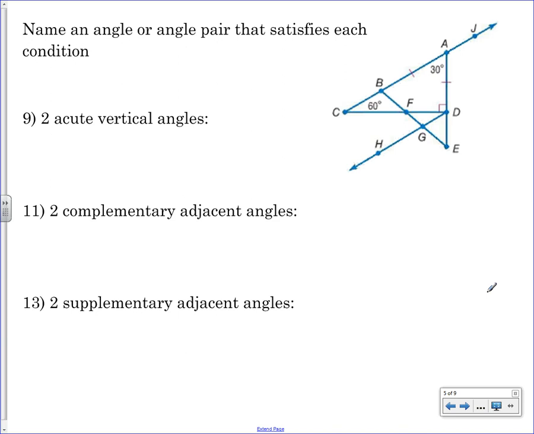All right, name an angle or angle pair that satisfies each condition. If yours is hard to see, look at mine. 2 acute vertical angles. So we have to find vertical angles that are acute. When they just said we can't assume things are acute on this picture, we kind of have to. We don't have a choice. You see what I'm saying? So just be careful of that.